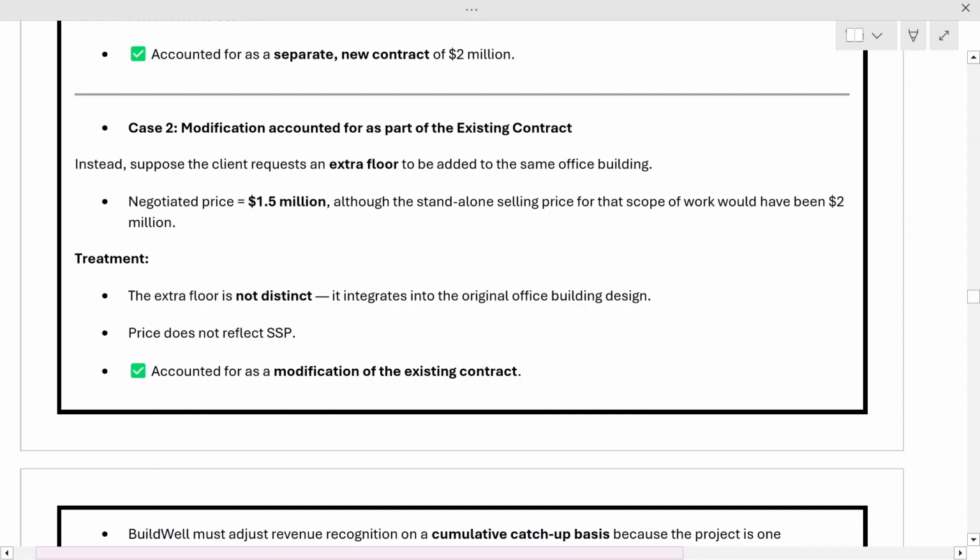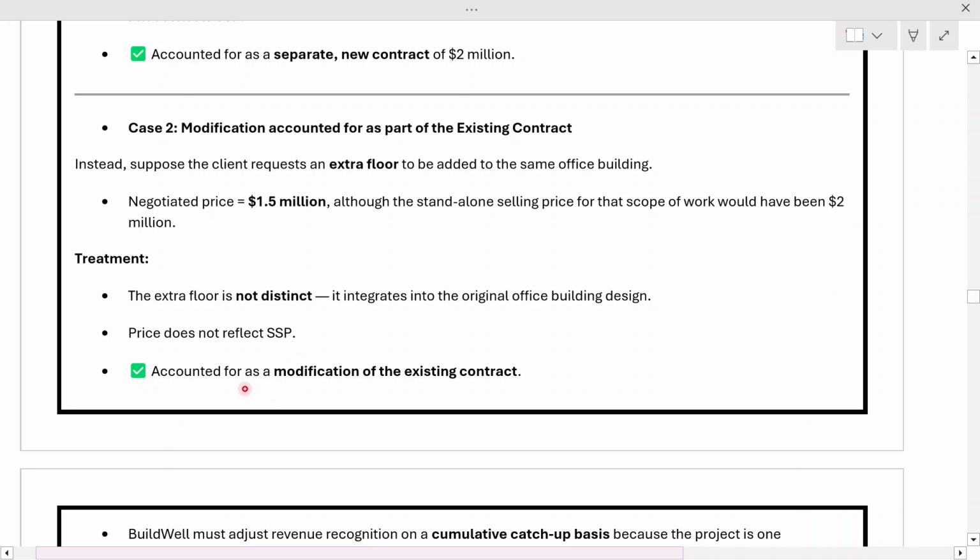So we will say that the extra floor is not a distinct item, not a new item, because it is heavily dependent upon the current contract and integrates into the original office building design. The design will be the same within the same architecture, and this needs to be incorporated. The price does not reflect the SSP, which means the price here is not the standalone selling price; the standalone selling price was $2 million.